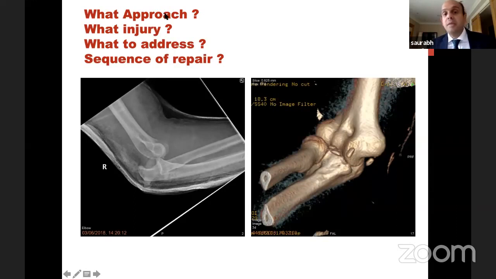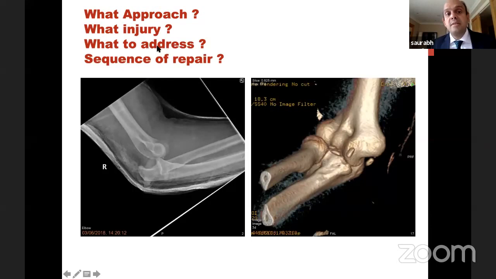So the approach for me is easy. Again, what injuries here? We know the elbow is dislocated, so LCL gone, MCL gone. We know the coronoid is gone, i.e. capsular avulsion. The radial head is intact here. So three injuries. The approach for me is always a universal posterior approach, because inside I can then do my lateral approach or a medial approach or both as the case demands.